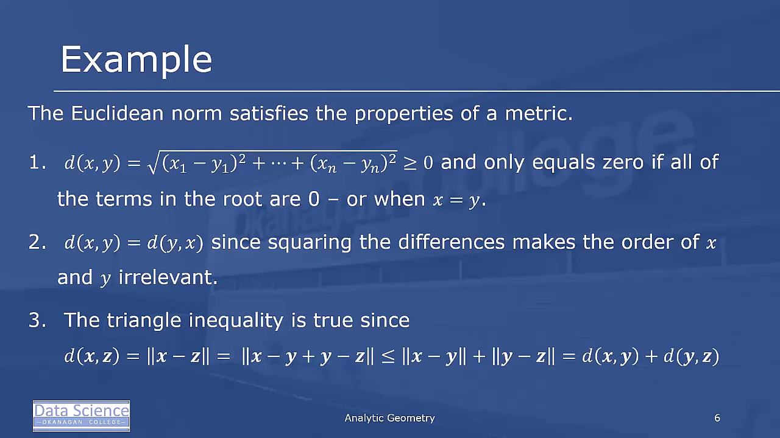Finally, we know that it satisfies the triangle inequality since the distance from x to z is equal to the norm of x minus z, which is equal to the norm of (x minus y) plus (y minus z), which, by properties of norms, is less than or equal to the norm of x minus y plus the norm of y minus z, which happens to be equal to the distance from x to y plus the distance from y to z.